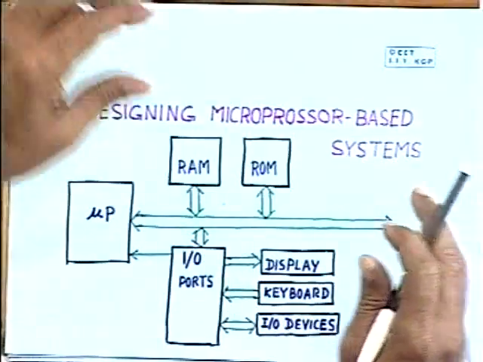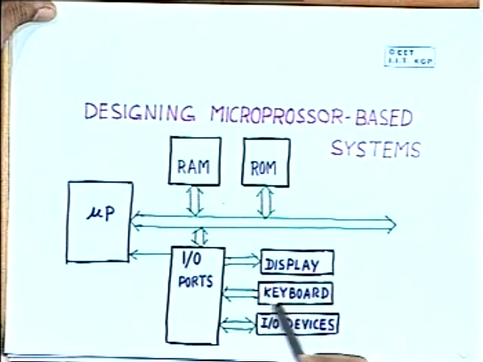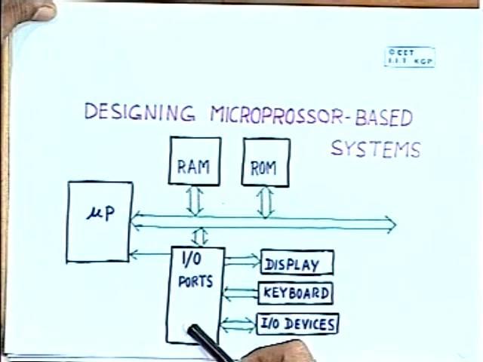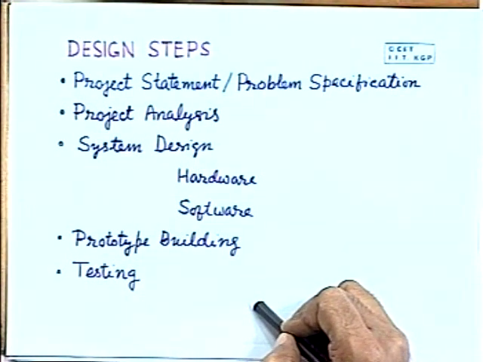So in this lecture we shall see how we can put together different subsystems like RAM, ROM, display devices, keyboard and different kinds of I/O devices through special purpose and general purpose I/O ports to the microprocessor and build a complete system. We shall discuss that in detail. Whenever you design a complete system, you have to follow a number of steps so that in a systematic manner you can build the system.